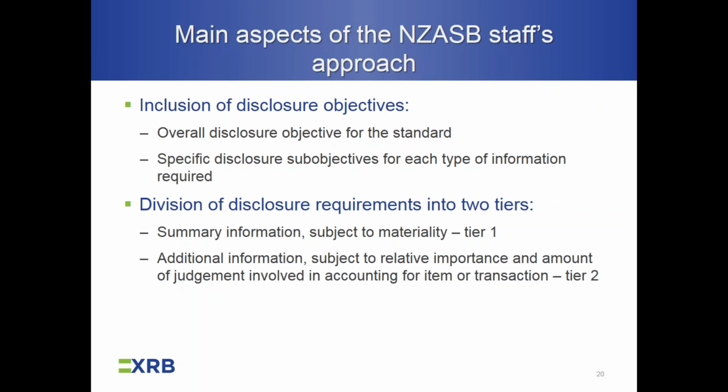There are then the additional, or Tier 2, disclosures. These disclosures ensure that all types of information will be covered, but it's based on the relative importance and amount of judgment involved in accounting for an item or transaction. This enables flexibility to exercise judgment and discourages the inclusion of boilerplate information. For some entities, the Tier 1 disclosures would be sufficient to meet the disclosure objective.